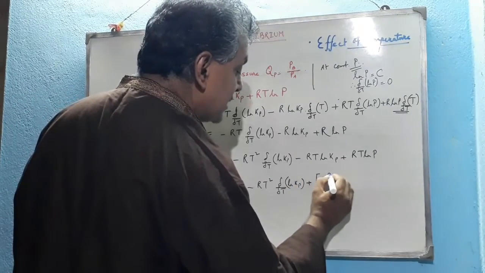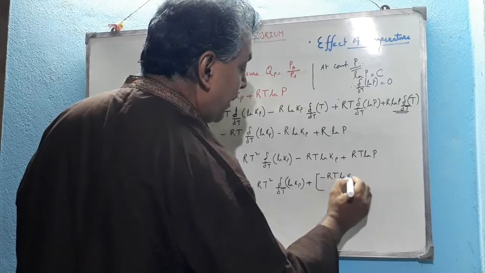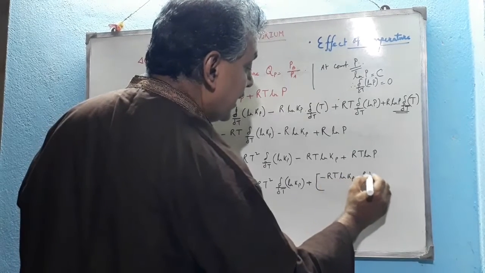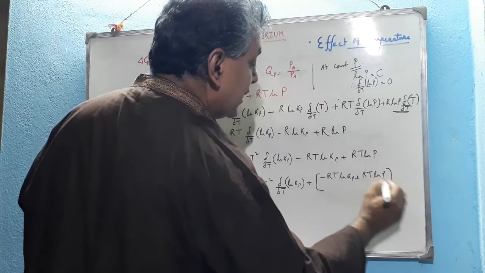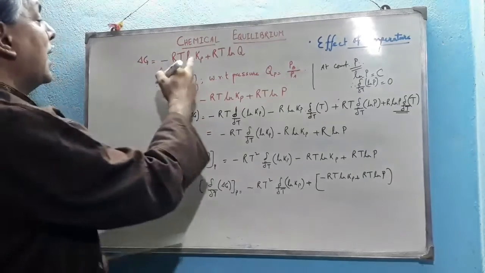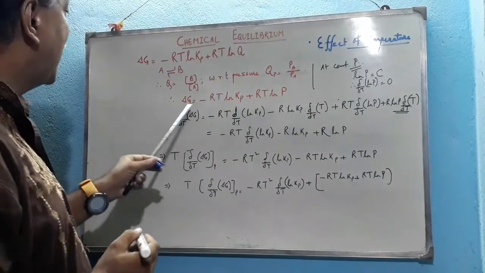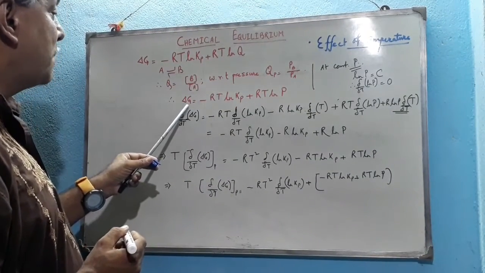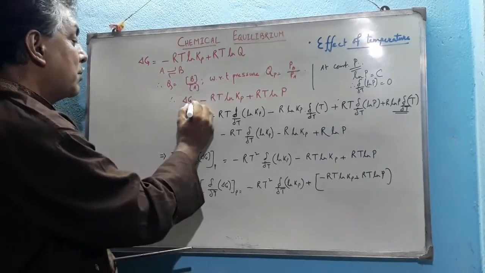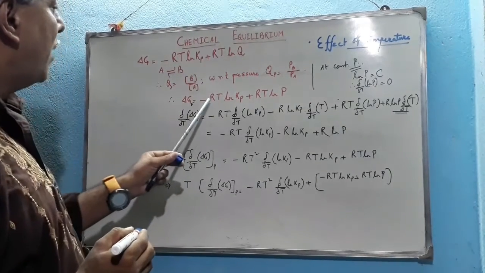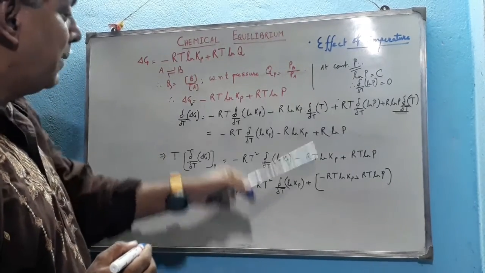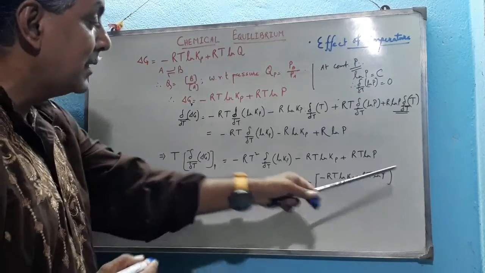See this expression: minus RT ln Kp plus RT ln P. That means here also, del G with respect to pressure, del G of pressure, equals minus RT ln Kp plus RT ln P.